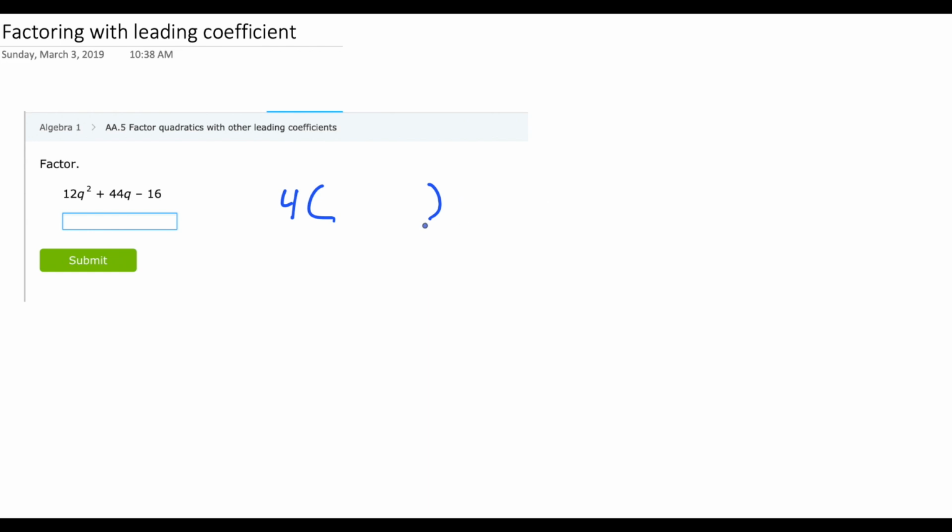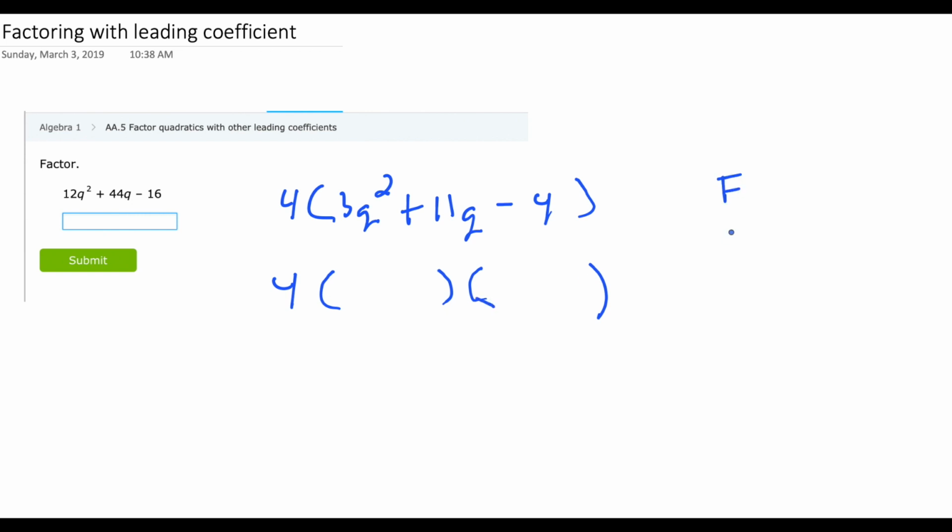Actually, we should just do it like this. Okay, so 4 and then 3q squared, plus 11q, minus 4. All right, and then we're going to do FOIL, and then we'll check the last at the end.